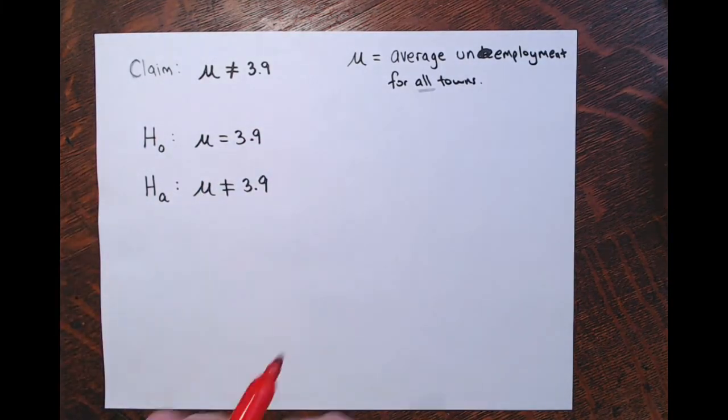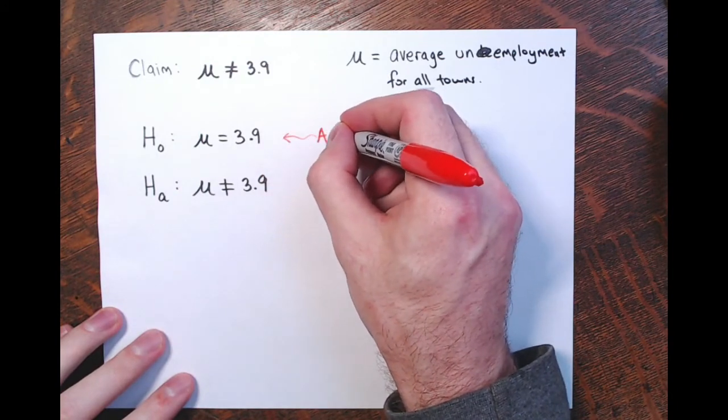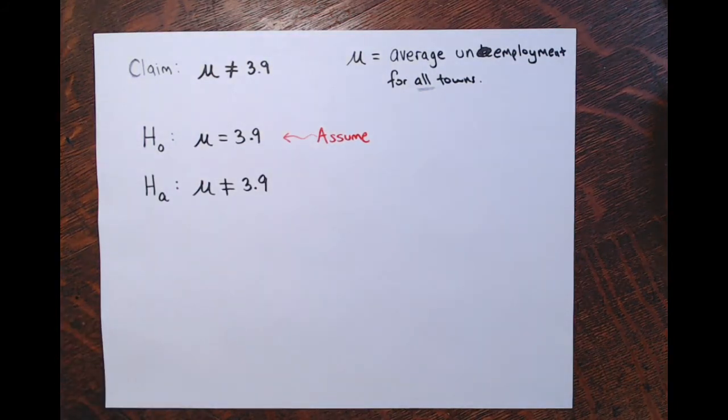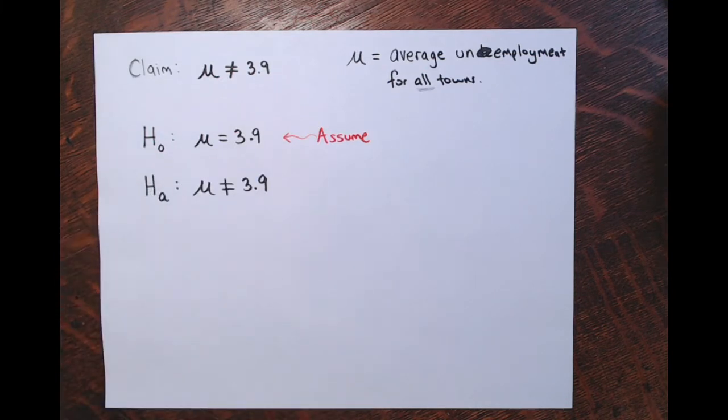And don't forget, we are going to assume that the null hypothesis is true, and then decide whether or not we want to believe that. So we're going to assume that the average unemployment rate for all these smaller towns is 3.9%, and then based on our sample and test statistic, we're going to decide whether or not we want to believe that. Do we reject the null hypothesis, or do we not reject it?